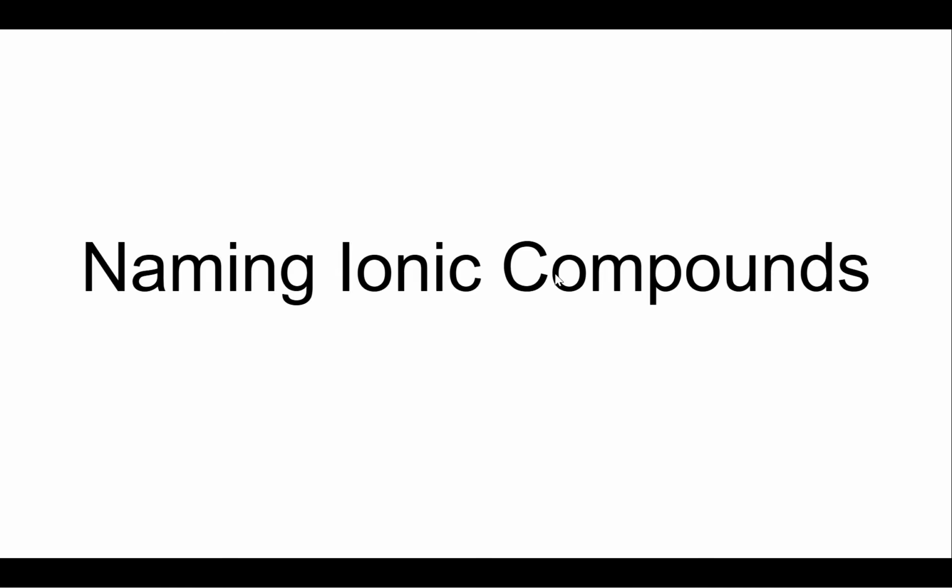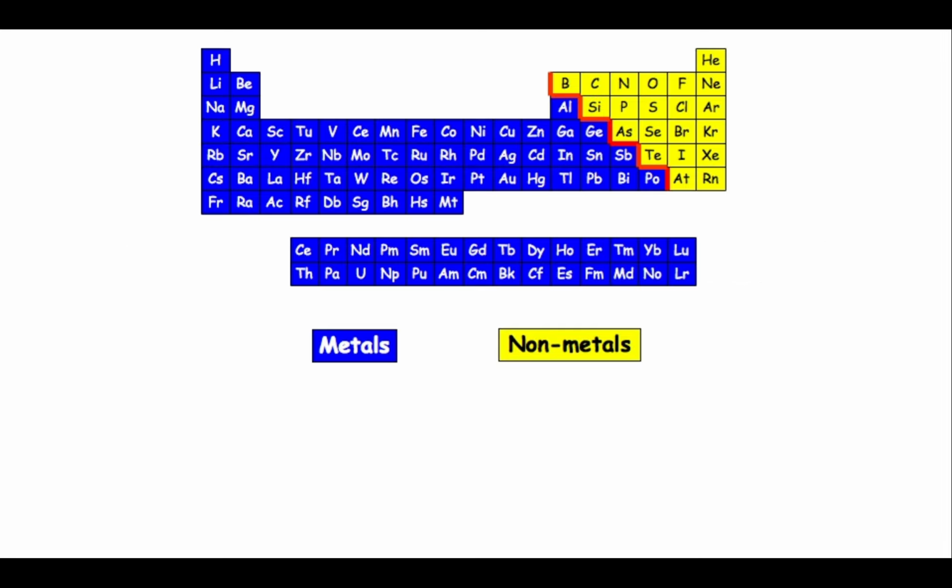This is a revision video about naming ionic compounds. So we know that ionic compounds are bonding between a metal and a non-metal. Our metals are found on the left-hand side of the periodic table and in the middle, and our non-metals are found on the right-hand side of the periodic table, as seen in yellow on this diagram.